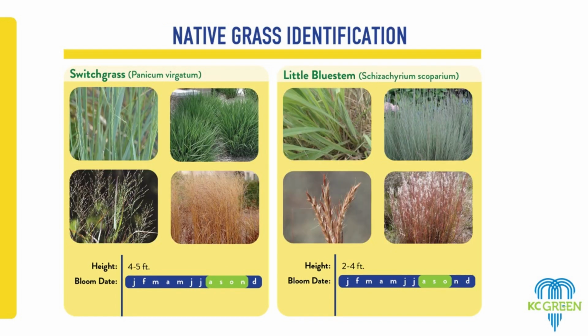So switchgrass on the left there, that's one you're probably going to see a lot of. It's a good workhorse in these basins because it can tolerate both wet and dry conditions. It typically forms a nice upright clump of grass in the 4 to 5 foot height range.